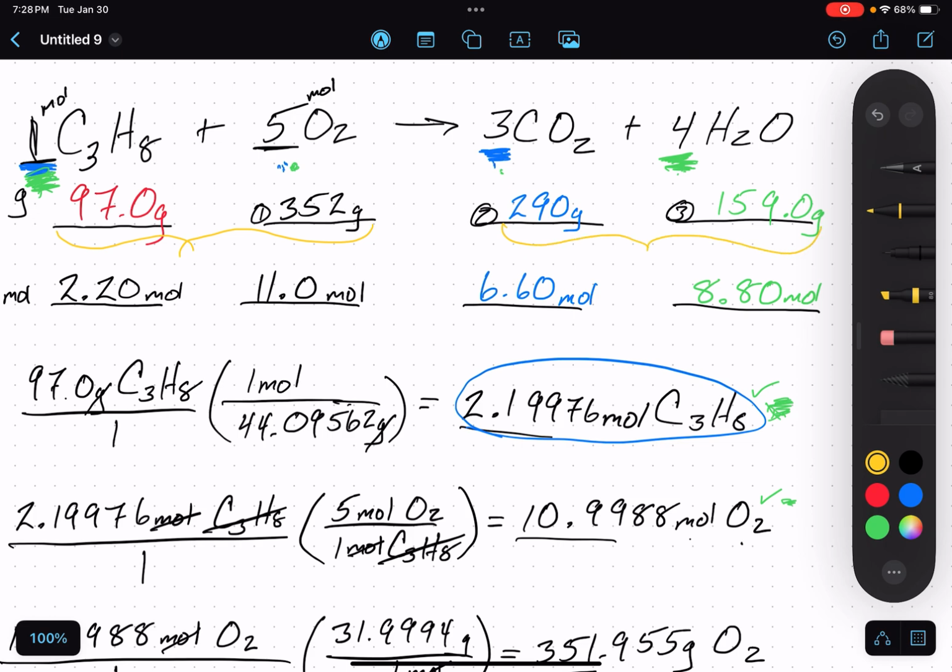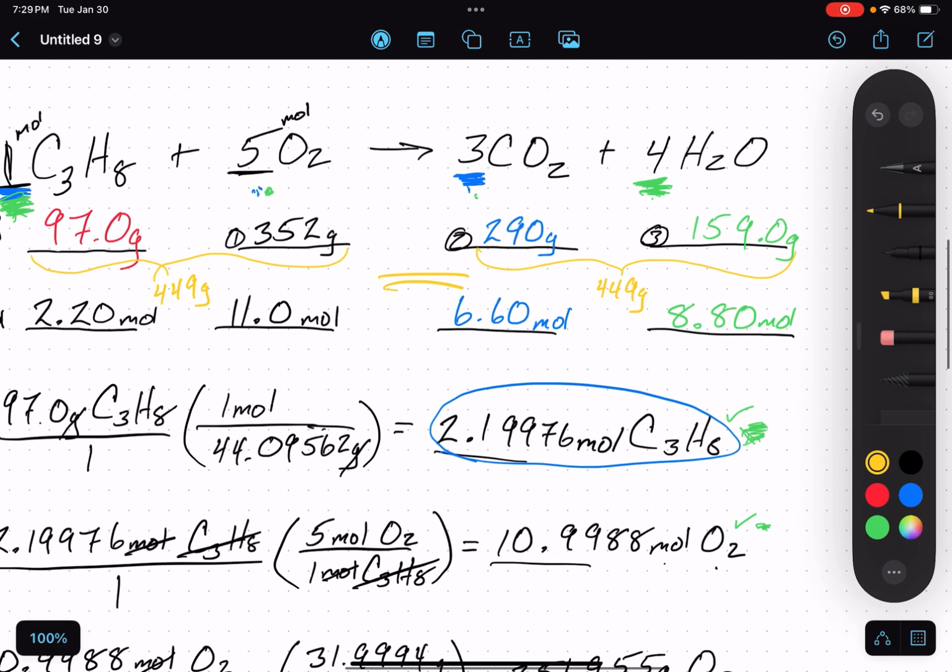And let me do a quick little calculation of that. So 97 plus 352. Now, because there's a little bit of rounding, it might be a little bit off. So 449 grams over here. And 290 plus 159. Holy smokes, would you look at that? 449 grams. Hey, these two things are equal, which, isn't it amazing how chemistry works out?